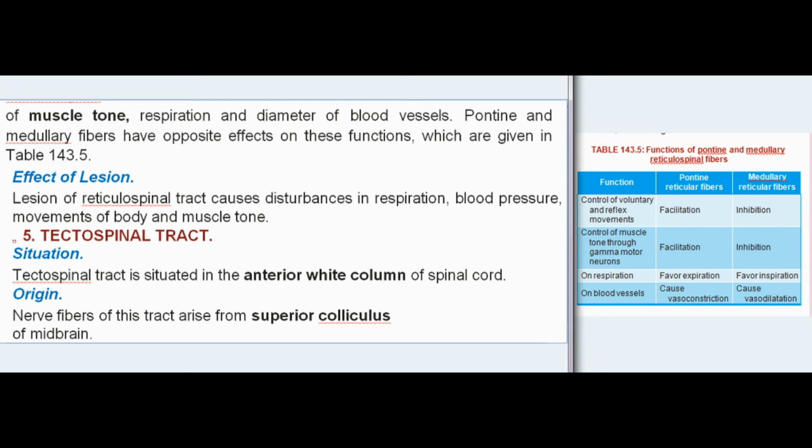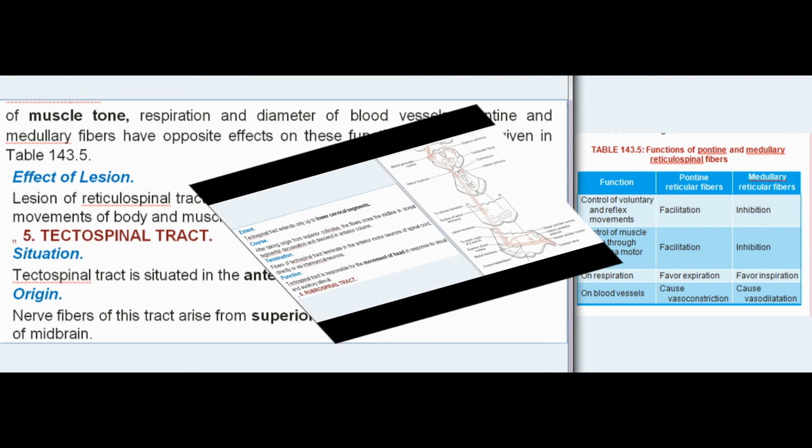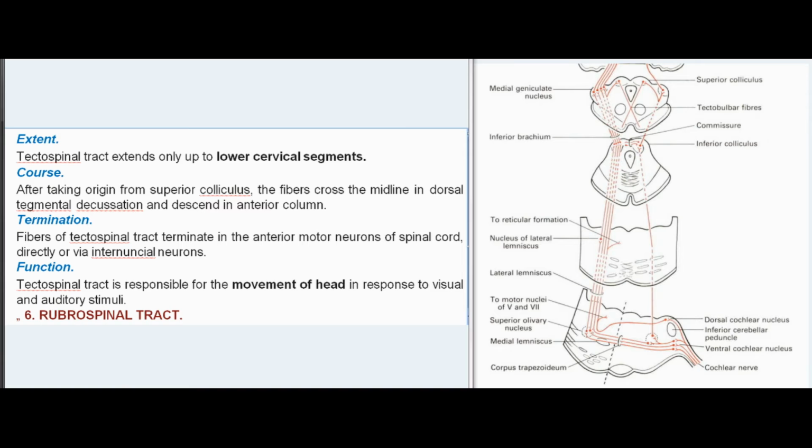5. Tectospinal tract. Situation. Tectospinal tract is situated in the anterior white column of spinal cord. Origin. Nerve fibers of this tract arise from superior colliculus of midbrain. Extent. Tectospinal tract extends only up to lower cervical segments. Course. After taking origin from superior colliculus, the fibers cross the midline in dorsal tegmental decussation and descend in anterior column. Termination. Fibers of tectospinal tract terminate in the anterior motor neurons of spinal cord, directly or via internuncial neurons. Function. Tectospinal tract is responsible for the movement of head in response to visual and auditory stimuli.